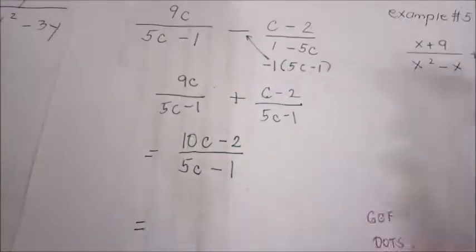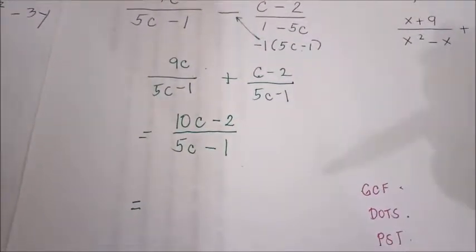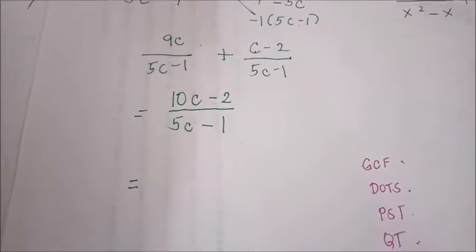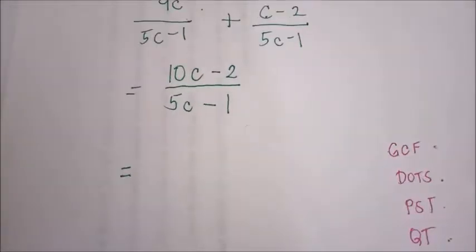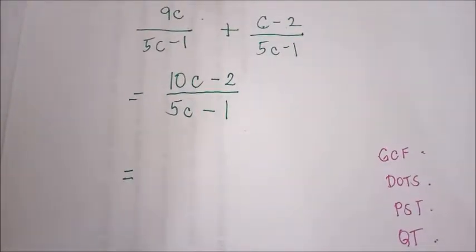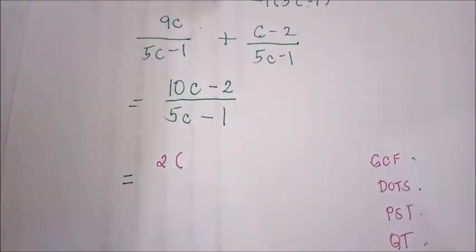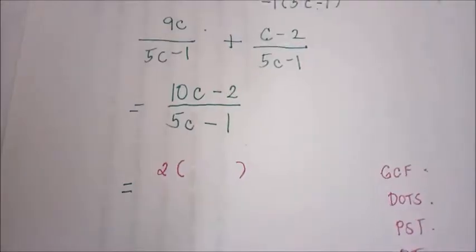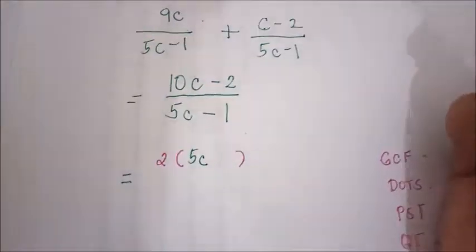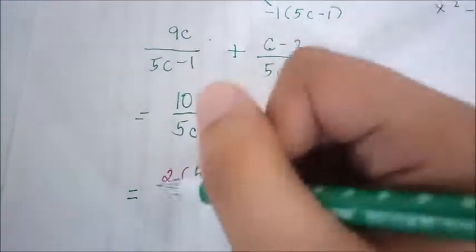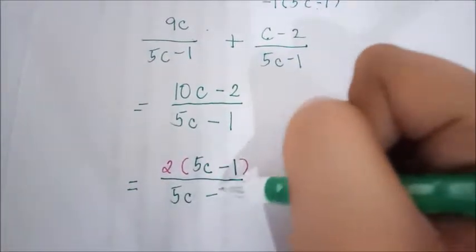Let's try GCF. We have 10 and 2. What could be the common factor of 10 and 2? Okay? In the table of multiplication, we see those two in the table of 2. Di ba? 2, 4, 6, 8, 10. They are multiples. So, we can factor out 2 from 10 and 2. If we factor out 2, 10 divided by 2 is 5c. Just copy c. Then, negative 2 divided by 2 is negative 1. All over, we just copy the denominator, 5c minus 1.